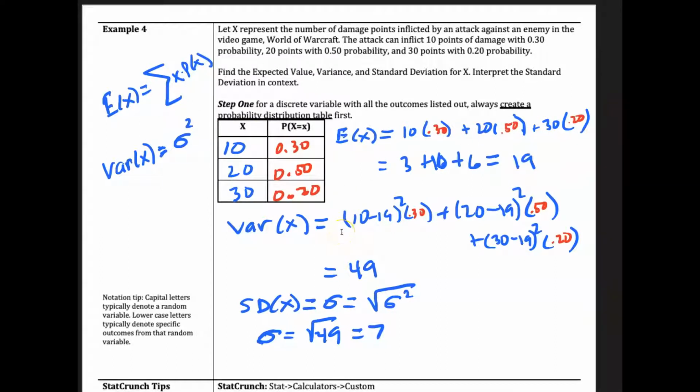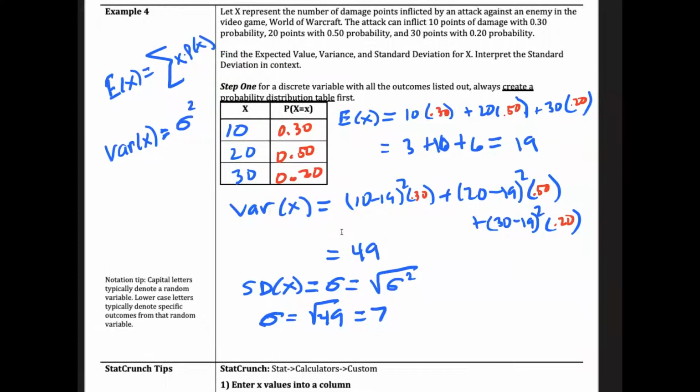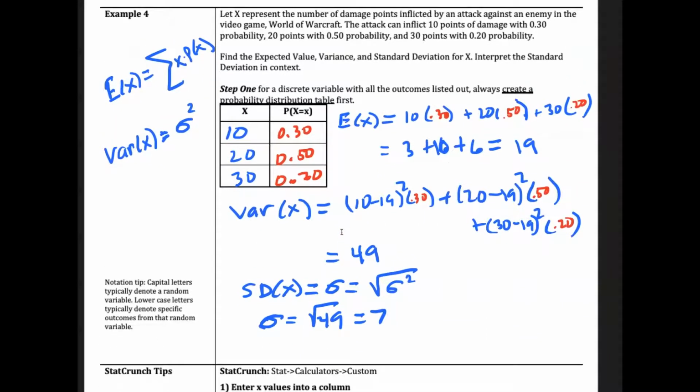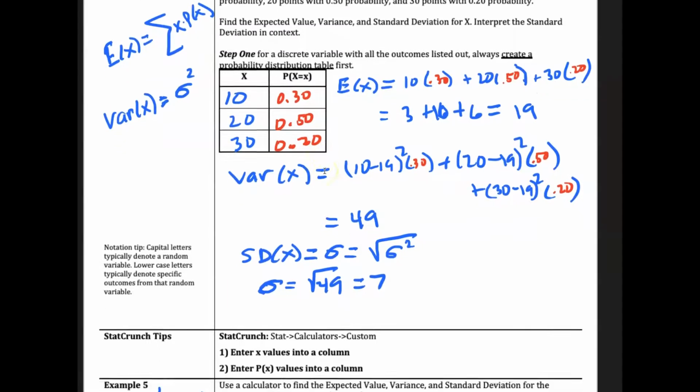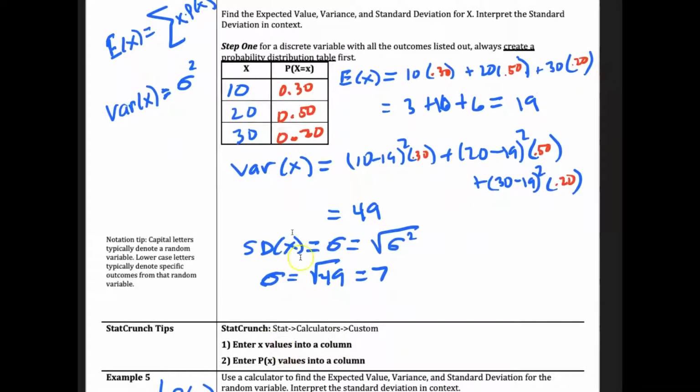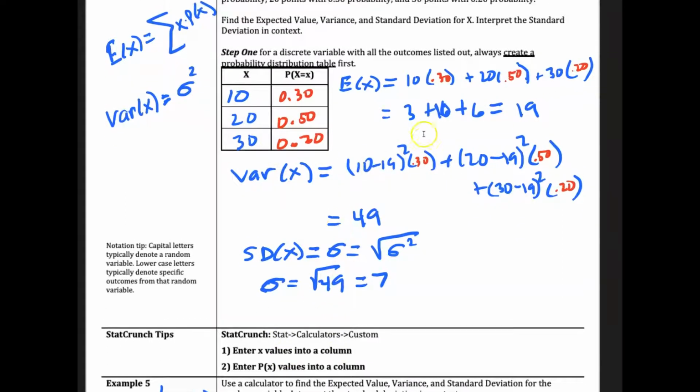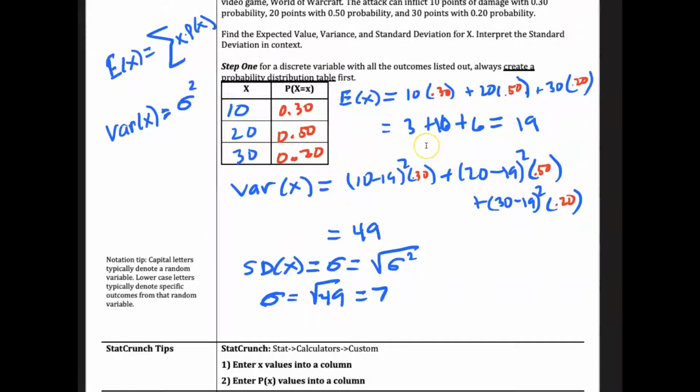And we would do that by hand. Not a lot of calculators do this for us. StatCrunch would, but other calculators may not do that. Some of our technology calculators, but StatCrunch would do that calculation for us if you input your x and p values into a table and then use their custom calculator. But you get a value of 19.